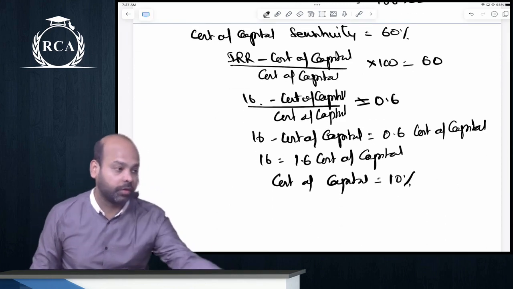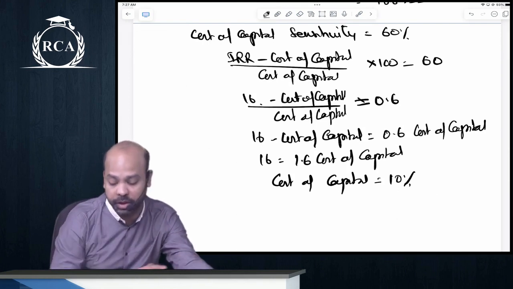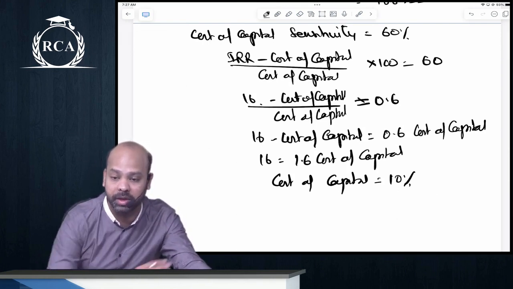Once we get this cost of capital, beta, you can rediscount cash flows at cost of capital, compare it with the amount of initial investment and arrive at NPV.